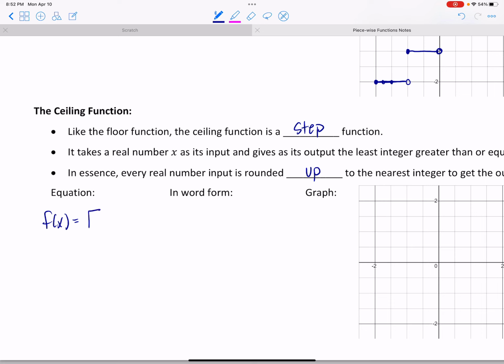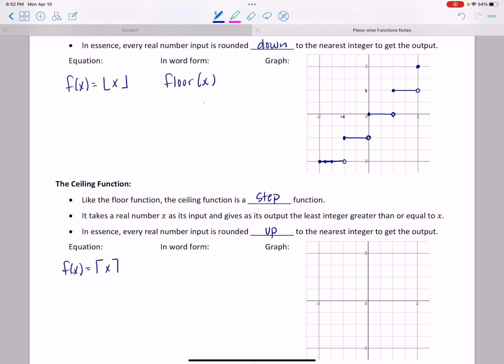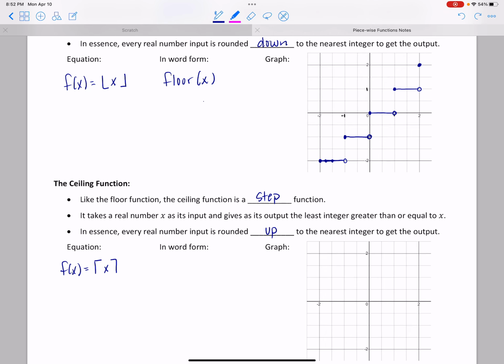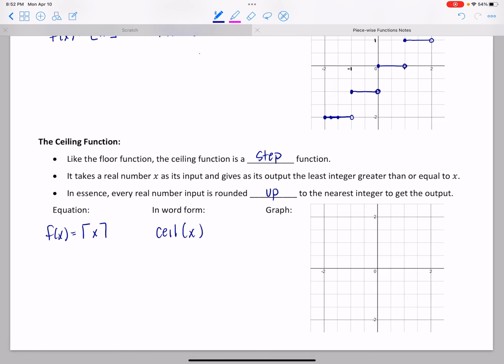So it looks again like an unfinished bracket. Let me write that again. It looks like this. My pen is being silly, maybe it's operator error. So these look like unfinished brackets, but notice the top isn't finished on the floor. The piece that is on the bracket, the floor, tells me to round down here; the piece that is on the bracket above tells me to round up. This is kind of how I remember what to do. In word form, if you do any coding, we could say this as the ceil, or ceiling, of x. And then the graph looks very similar to the graph that we just did.